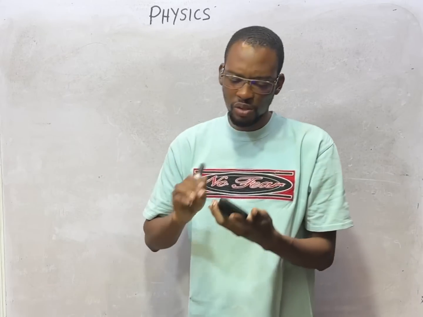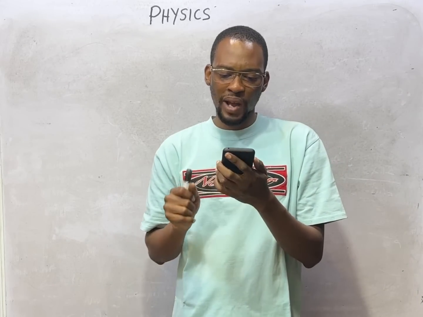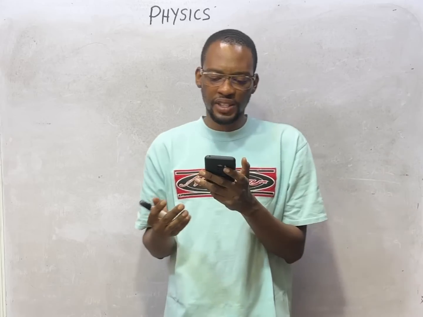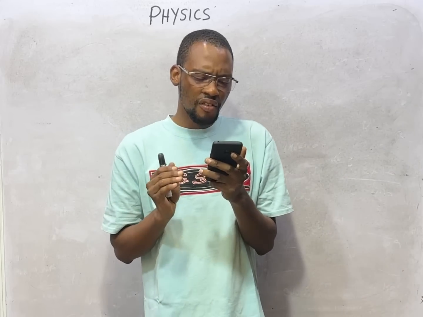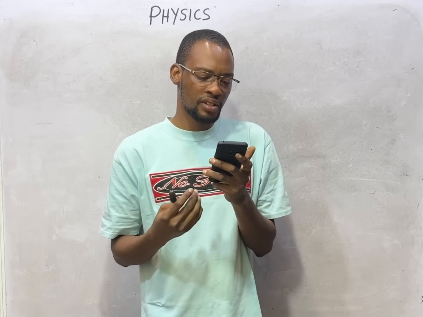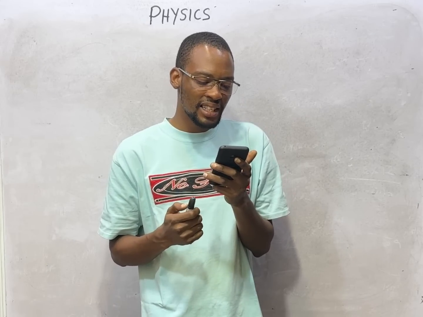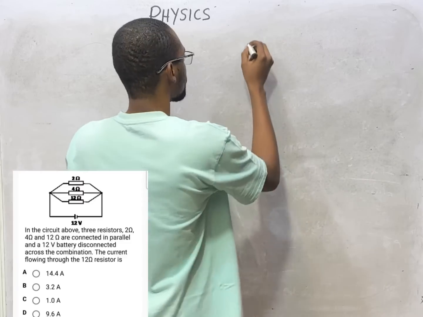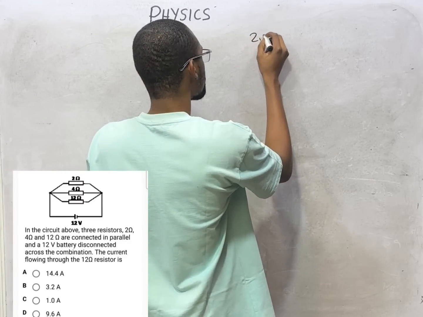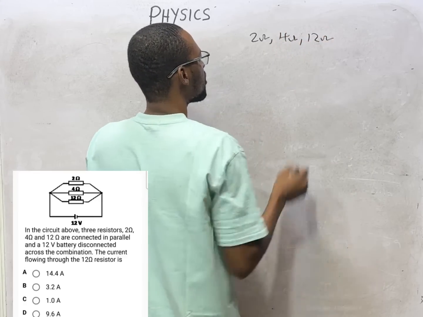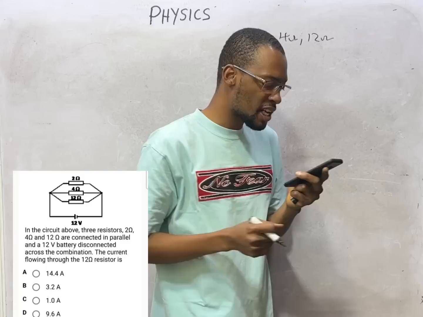So we are doing so well so far, and we have to look at this question right now. In the circuit above, 3 resistors, 2 ohms, 4 ohms, and 12 ohms are connected in parallel, as we can already see.